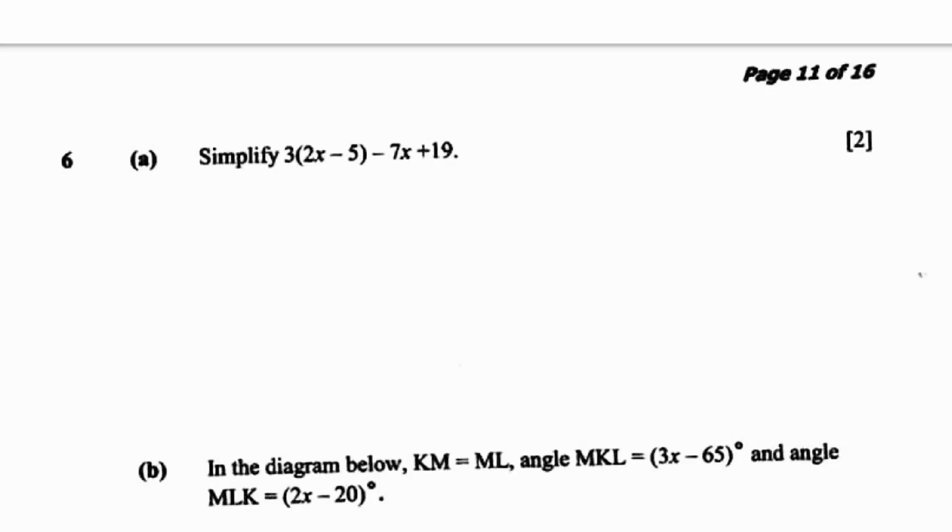We go to question 6. Are we going to question 6? That is 5D. Yes, question 6A. So we are on question 6A.